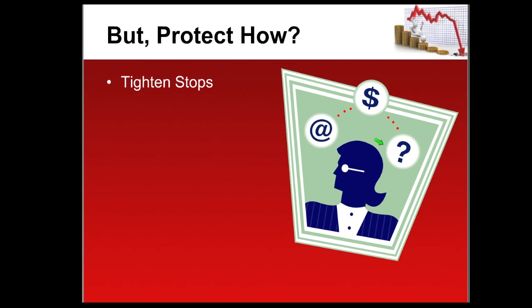And when I say tighten the stops, what I mean is if you're long a stock, move your stop up a little bit. That way, if the stock pulls back, we'll get out quicker. We could buy put options. Put options are options that allow us to sell 100 shares of stock for every option we own at a predefined price. So we could buy puts that let us protect our stock.